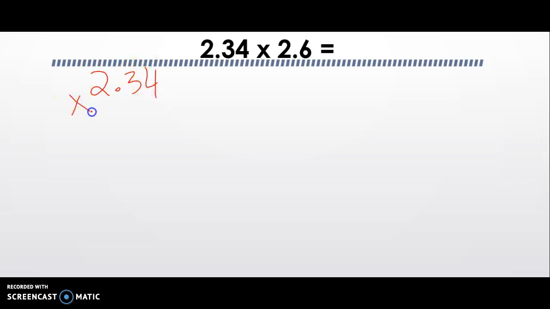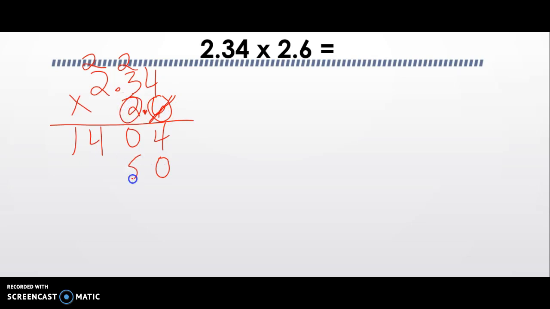2.34 times 2.6. Remember, I'm not lining those decimals up. I'm lining up the numbers. Set it up like regular multiplication. Starting with the ones. 24, carry the 2. 18, 20, carry the 2. 14. Finish with a number, cross it out. However many numbers I cross out, that's how many placeholders I need. Next number, 8, 6, and 4. Ready to add.